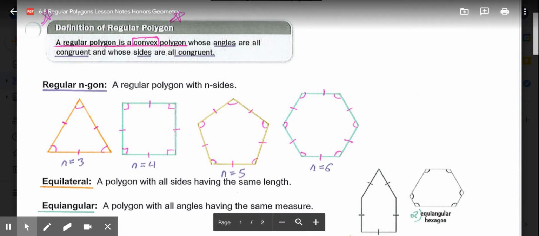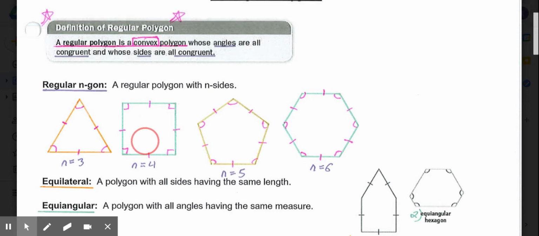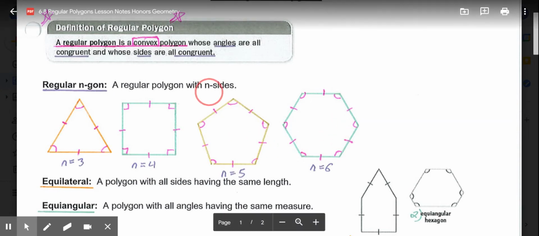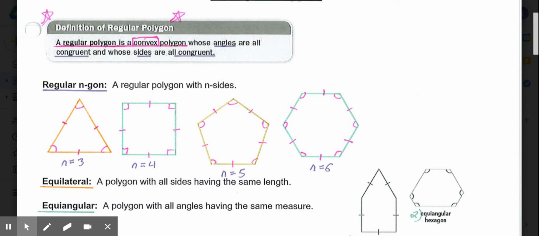So we could call this a regular three-gon or a regular triangle, but it also has a special name in this case because this triangle would also be equilateral and equiangular. The square you see here is a regular four-gon. This is a regular pentagon, a regular hexagon, but we could always also name it by its number of sides.